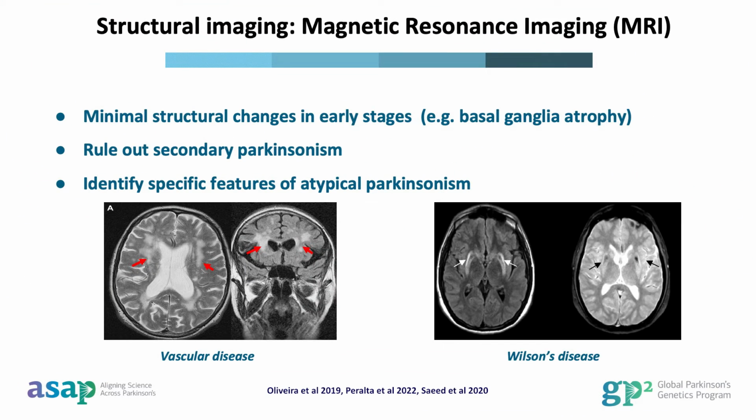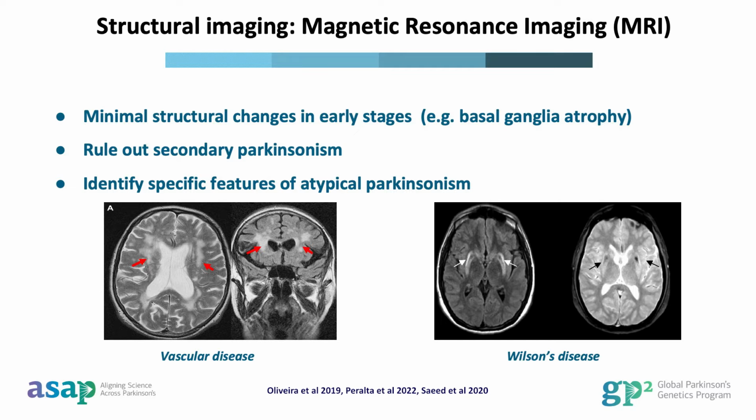Neuroimaging techniques include structural and molecular imaging. MRI is the most useful structural imaging technique in PD. Structural changes on conventional MRI are usually minimal and not always obvious, particularly in the early stages. Examples of possible structural changes include atrophy in the basal ganglia.